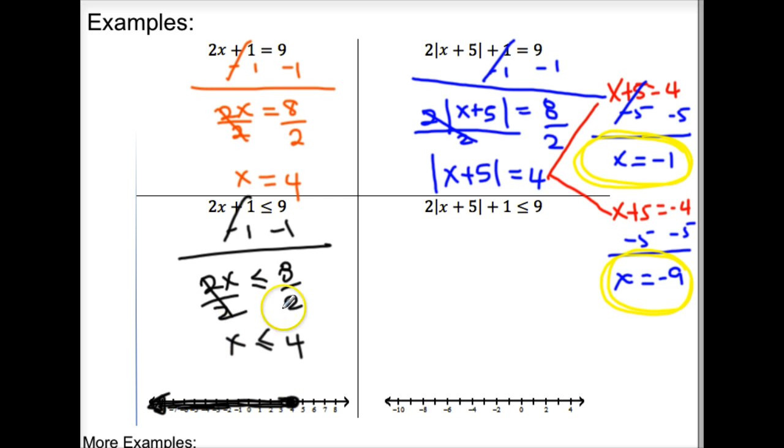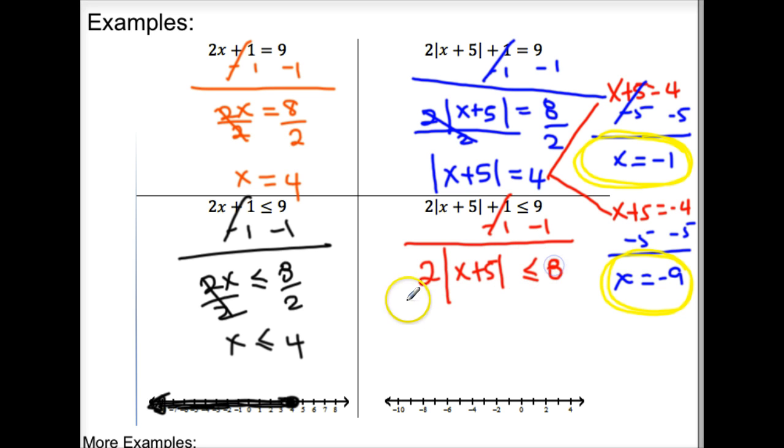Now let's take a look at one with absolute value. We're going to do somewhat the similar thing, get only the absolute value by itself. Minus 1 on both sides first. 2 absolute value of x plus 5 is less than or equal to 8. Then I want to divide by 2. Remember, get rid of my plus first. Because this is multiplication, that's the last thing I'll get rid of. This becomes absolute value of x plus 5 is less than or equal to 4.